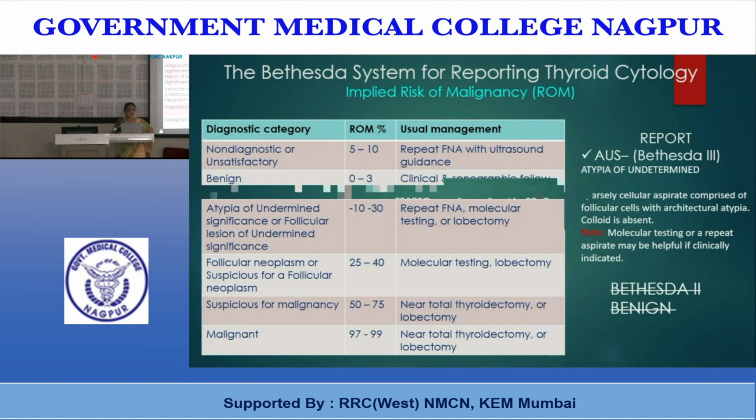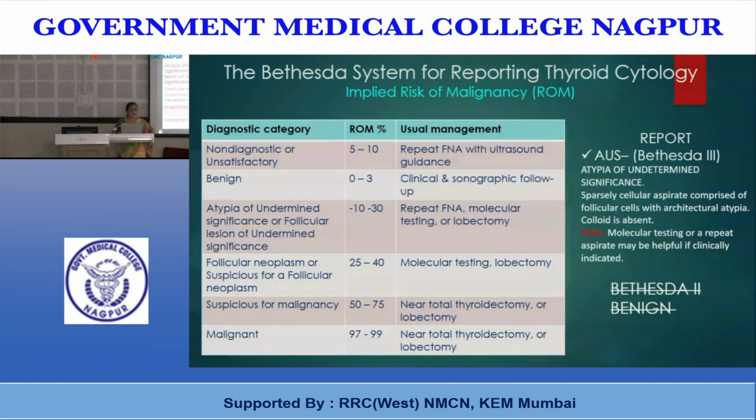And for the clarity of communication, Bethesda has given guidelines on how your report should look. So when you report category 3, you write the description of the category, atypia of undetermined significance, and then in brackets you write Bethesda 3. But never report it only as a number, Bethesda 3, or only the name of the category, whether benign or AUS. You need to put both things very clearly on the report, and then after this diagnosis you can put any note, or your descriptive diagnosis, which we are generally used to.